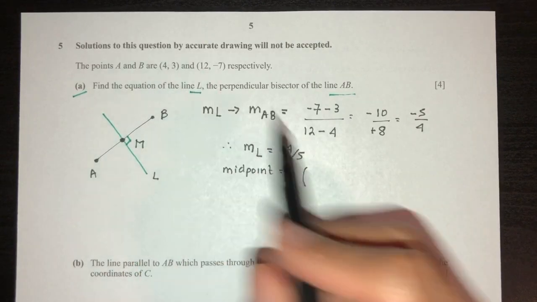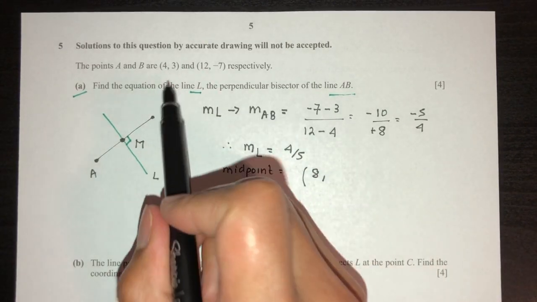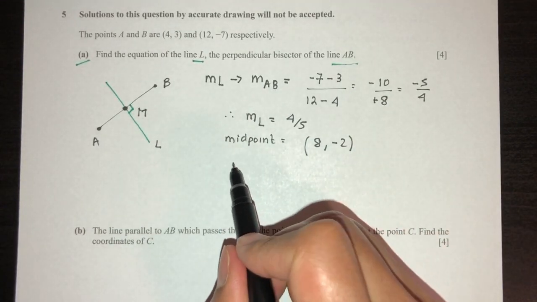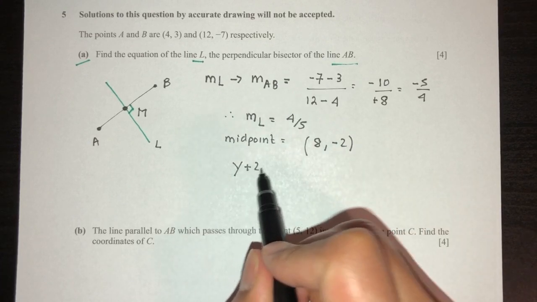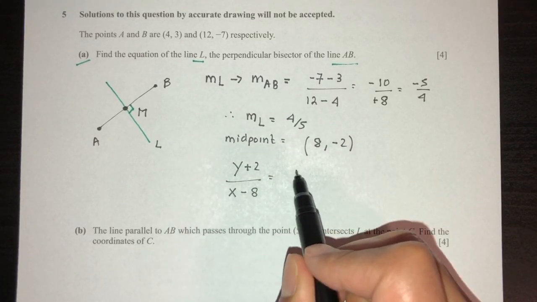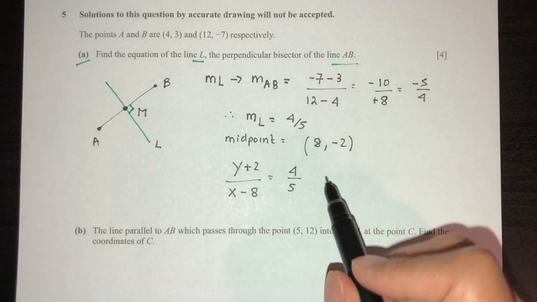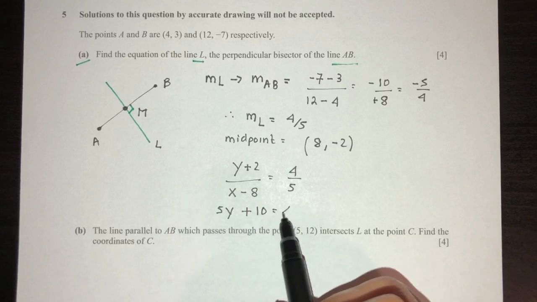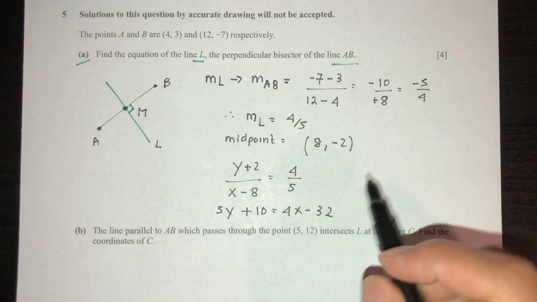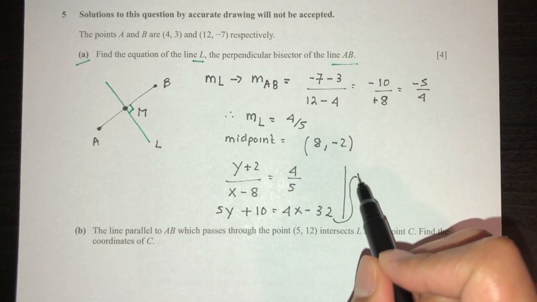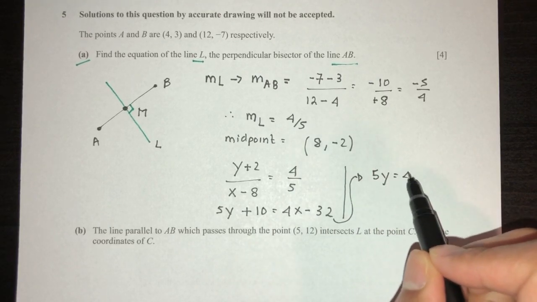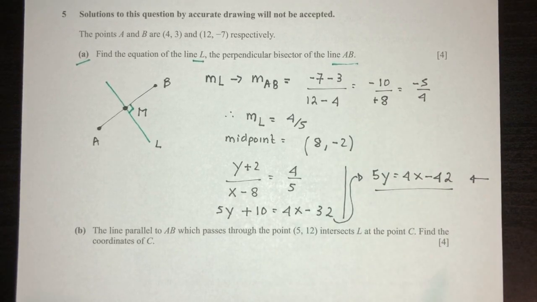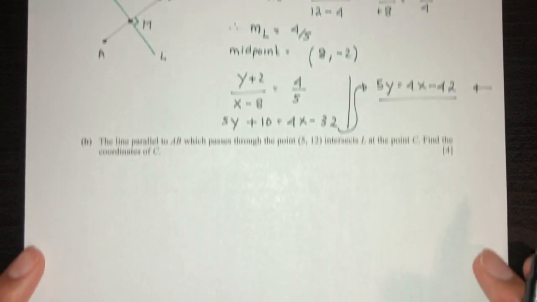Given by x1 plus x2, that will be 16 divided by 2, that will be 8. 3 plus this will be minus 4 divided by 2, minus 2. So in this case, you will have y minus minus 2, plus 2, x minus 8 is equal to 4 over 5. So you will have cross multiply, you will have 5y plus 10, 4x minus 32. So your answer will be 5y equal to 4x minus 42. And that will be your equation of your perpendicular bisector of line AB.